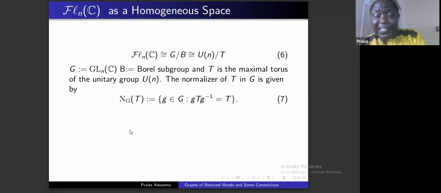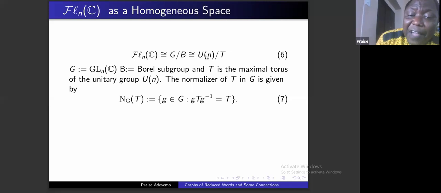First and foremost, we have to think about our full flag not as a projective space this time around, but as a homogeneous space. A homogeneous space is any space that admits a transitive action of a group. So there is an action of the general linear group on a flag variety, and the stabilizer of the standard flag is called the Borel subgroup. The Borel subgroup is just the group of upper triangular matrices. That's why I can identify the full flag variety with G mod B. This is a homogeneous space.